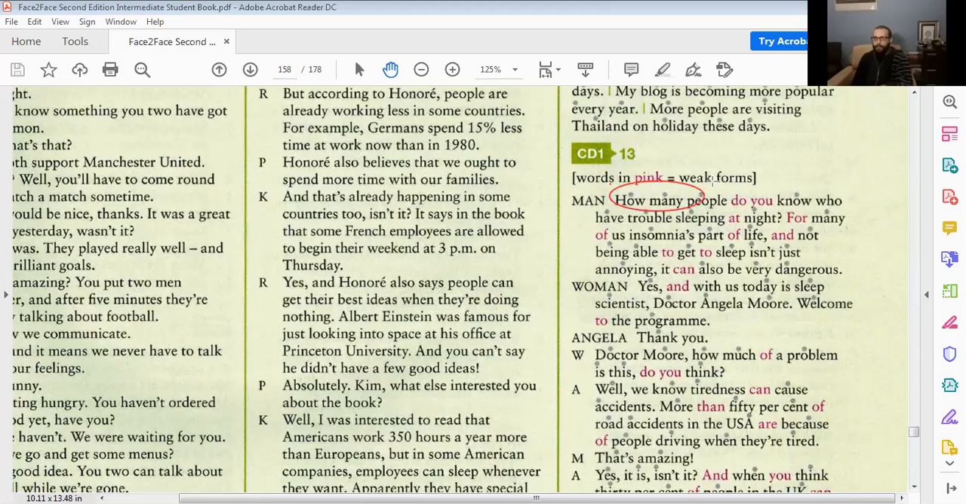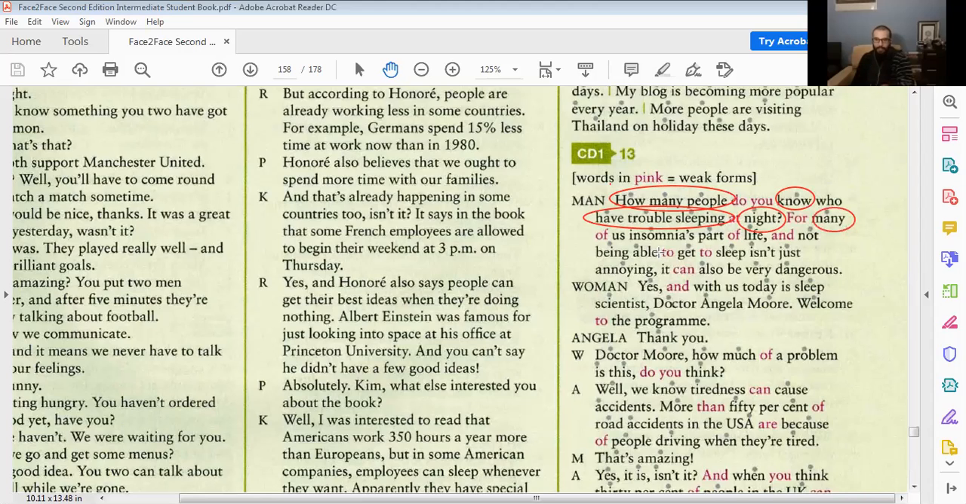Okay, but what about these words? What do you notice in all these words? They're stressed. Yes. So the important words in the paragraph, all of them are stressed. So he didn't say it like this. He said, how many people do you know who have trouble sleeping at night? For many of us, insomnia is part of life. So he's saying all the words very clearly and stressing the words. Life, part, not being able.